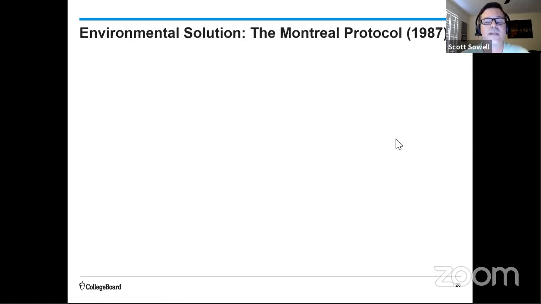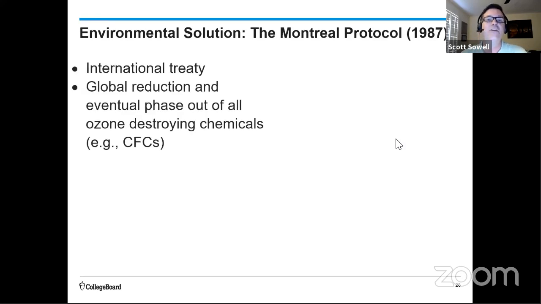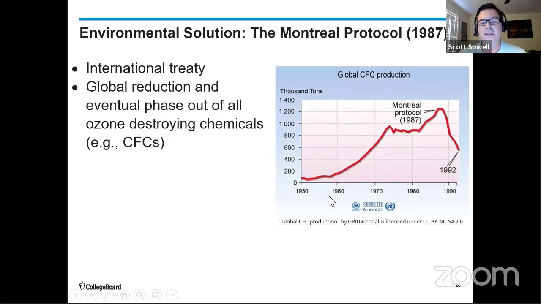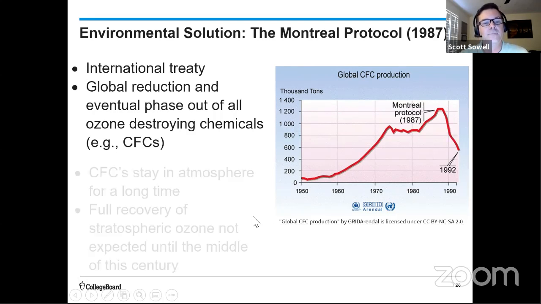Montreal Protocol. In 1987, we had an international treaty that agreed on global reduction and eventual phase out of all ozone destroying chemicals, such as CFCs. And you can see from the graph here, the production of CFCs was increasing. And then we have the Montreal Protocol, and we start to see it drop off. This is an old graph from 1992, so you could assume it's getting lower here.